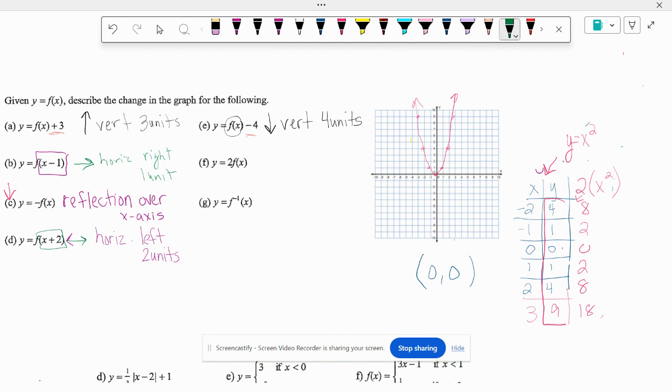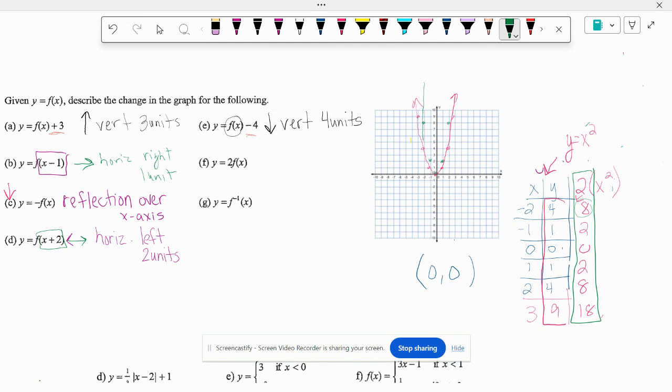And so I'm going to plot this in green. I'm going to put this on the graph in green, and hopefully you can see what happens. So when x is negative 2, I'm actually going up 8, all the way up to the 8. When x is negative 1, I'm going up to positive 2. 0, 0 stays where it is. When x is positive 1, I go up to 2. When x is positive 2, I go up to 8.